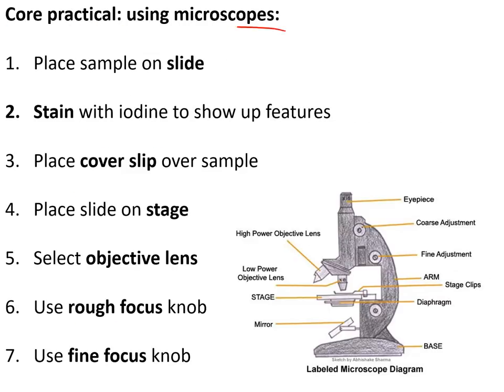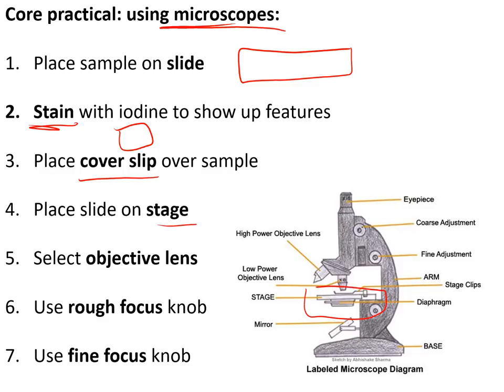Now, your first core practical was to use microscopes. So the first thing is you place your sample on a slide, one of those little oblongs of glass. Next, you stain it with something like iodine to show up the features. You place a little glass square over it called a cover slip, which protects it. Then we place the slide on the stage. This here is the stage. We select our objective lens, either 4, 10 or 40 times. We use the rough focus knob to get a rough picture. And then finally, we use the fine focus to get a clear, crisp picture.